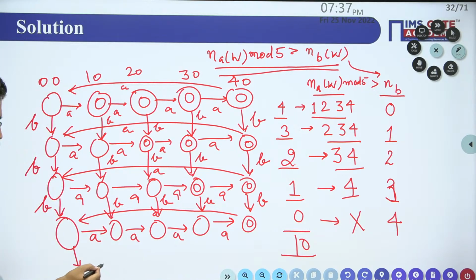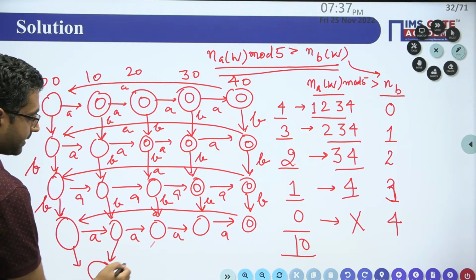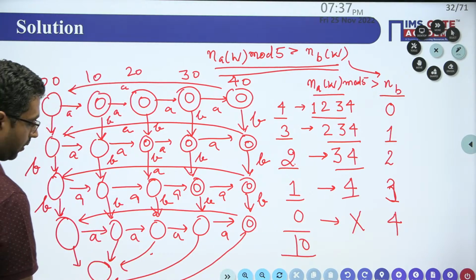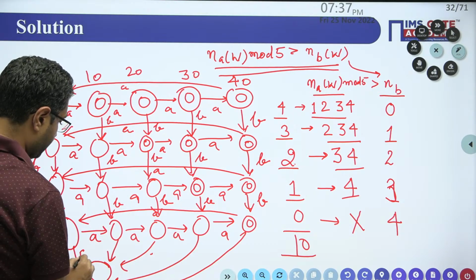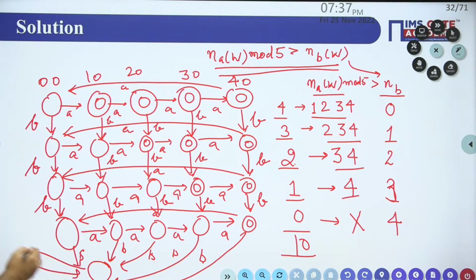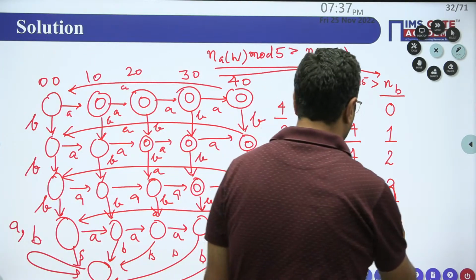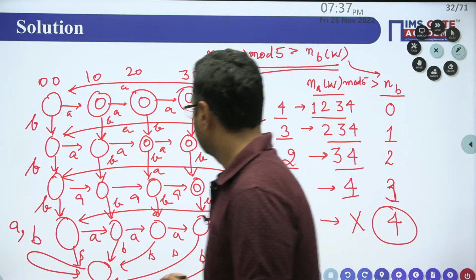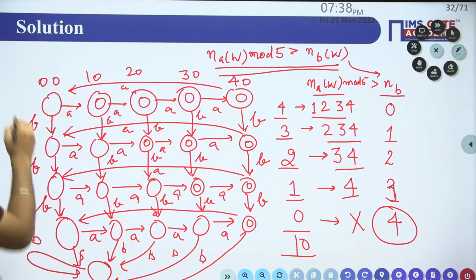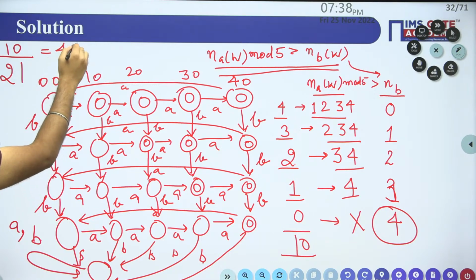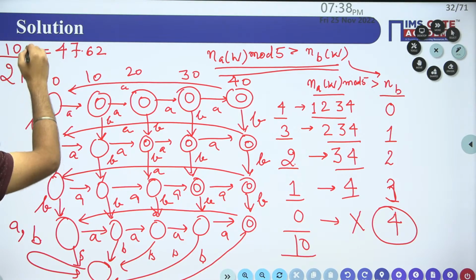What I can do is make one state, and all of the B's can come over here itself. After that, whatever you get, either A or B, you are not going to get anything final, because the number of B's has crossed 4. NA mod 5 will never be able to cross this. So in total there are 21 states, 5 times 4 is 20 plus 1 is 21, and out of that 10 were final. So we get 47.62 as the percentage.